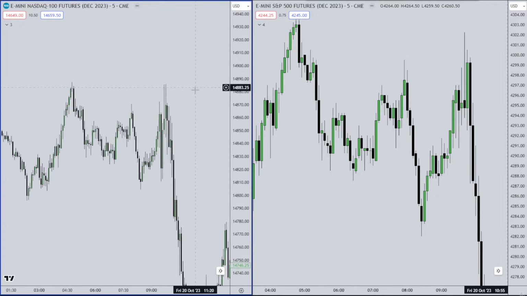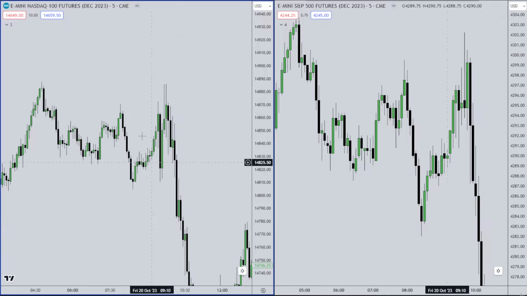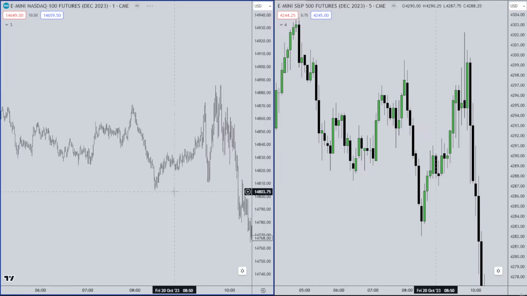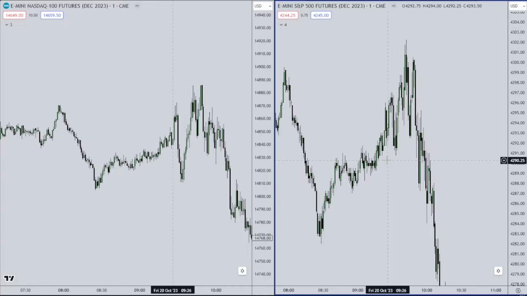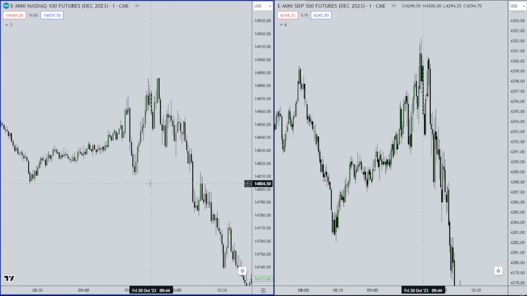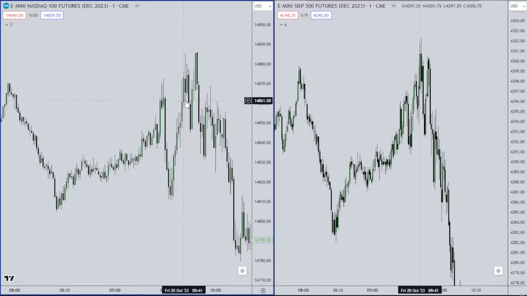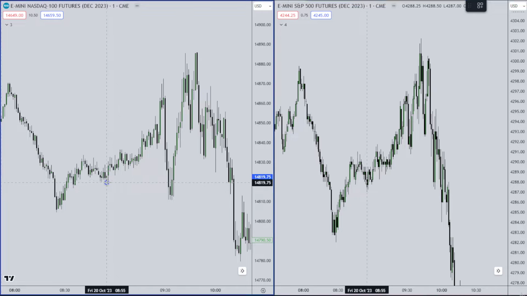Okay, right here. This is NQ on the left, ES on the right. NQ here dumps at open, right? Whereas ES does not. So we have an SMT here because NQ takes this low, ES doesn't, right?